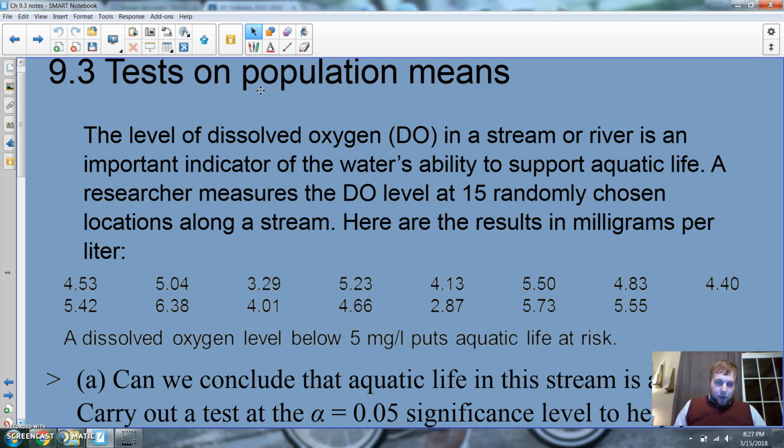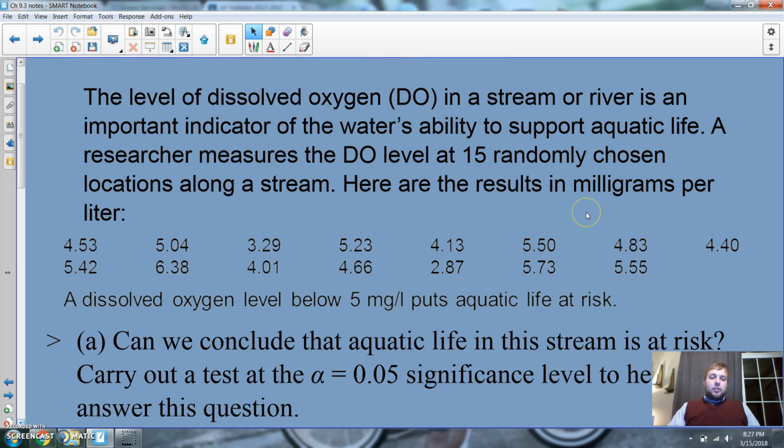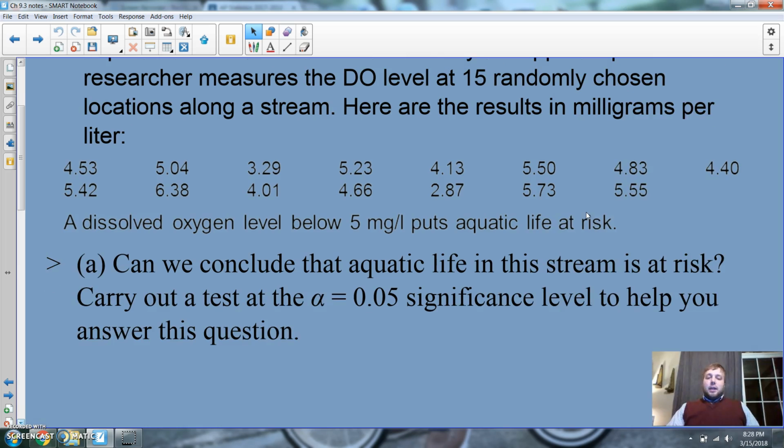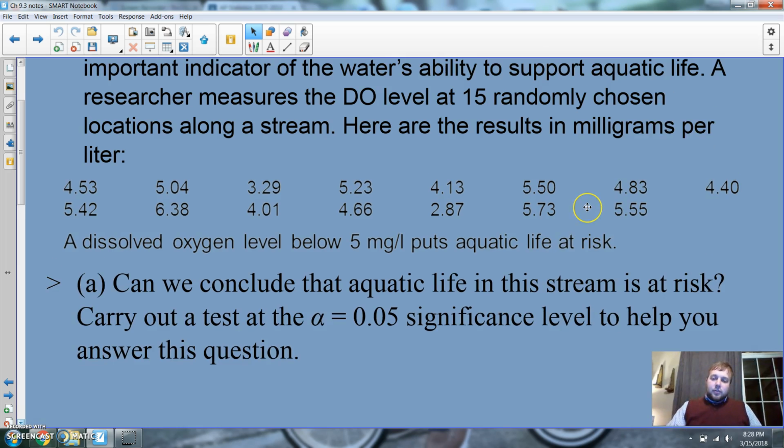Alright, so here's the deal. A level of dissolved oxygen in a stream or river is an important indicator of the water's ability to support aquatic life. A researcher measures the DO level at 15 randomly chosen locations along a stream. Here are the results in milligrams per liter. Can we conclude that this aquatic life in the stream is at risk? Carry out a test with a 5% significance level to help you answer this question.